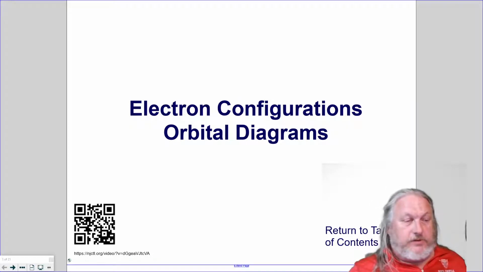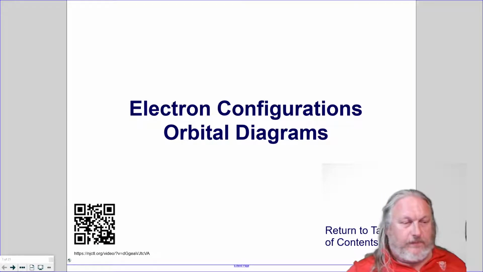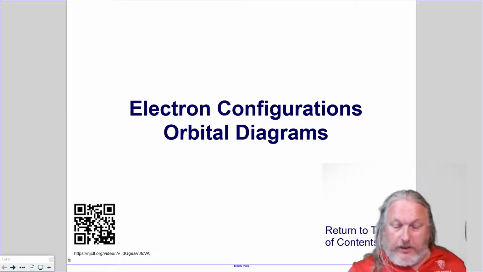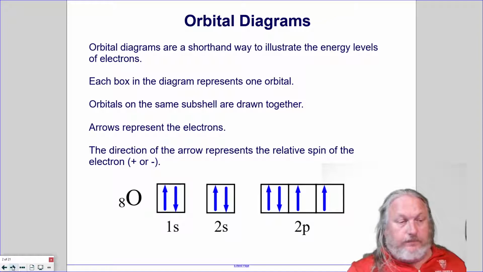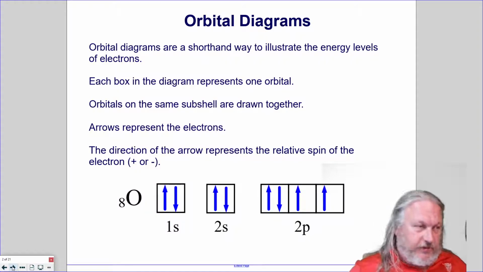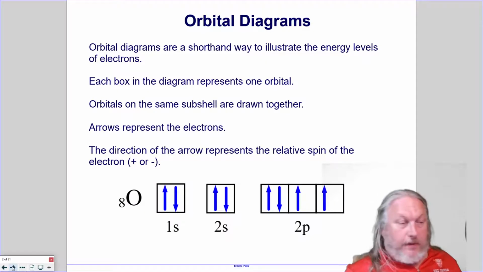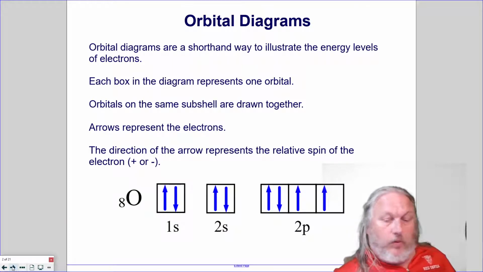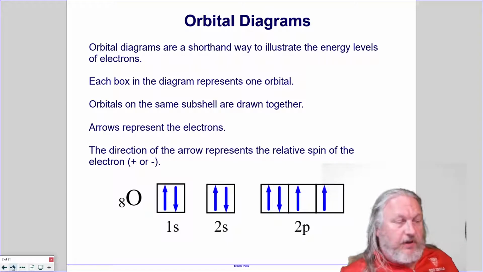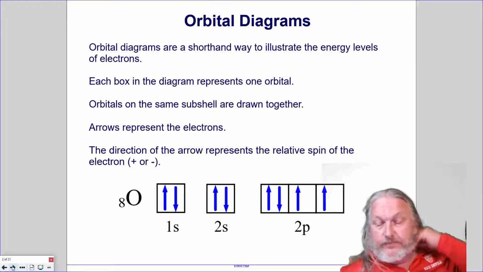Let's go on with our study of quantum mechanics and let's talk about electron configurations. Let's start talking about orbital diagrams. Orbital diagrams are a shorthand way to illustrate the energy levels of electrons. Each one of those boxes represents one orbital. Orbitals in the same subshell are drawn together. The arrows represent the electrons. The direction of the arrow represents the spin of that electron, either positive or negative, or right or left hand spin, however you want to look at it.